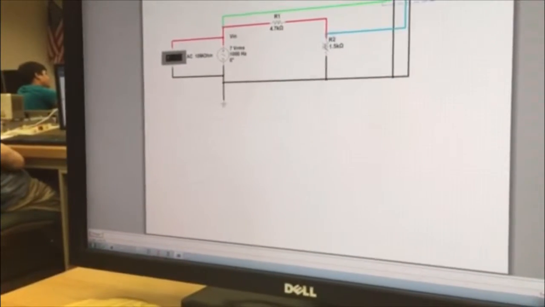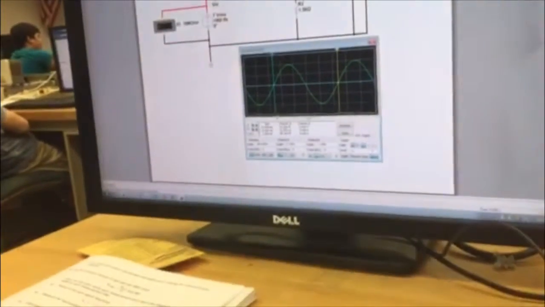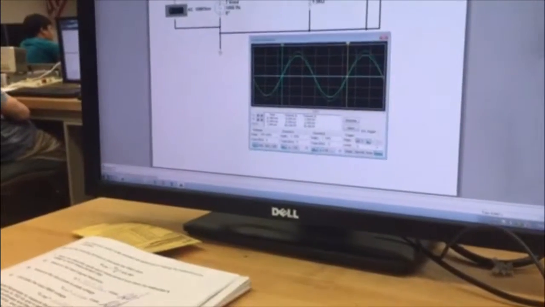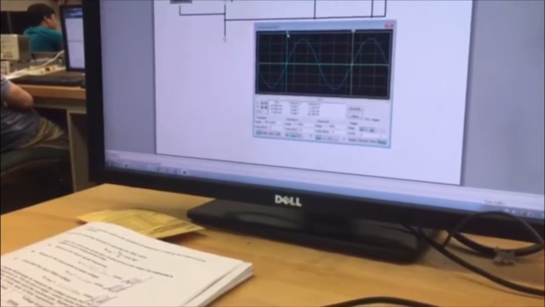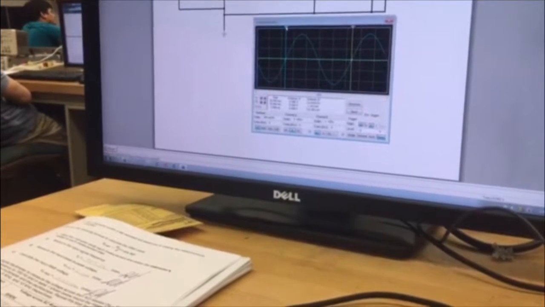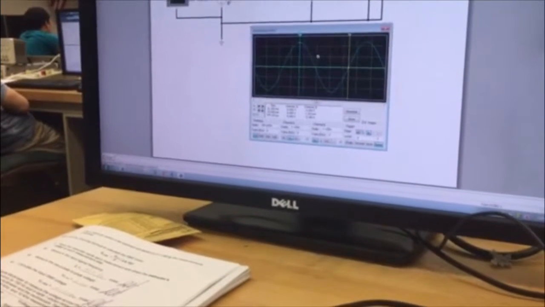Going on to measuring across R2. You're going to want to flip it. So from here, set 1x.